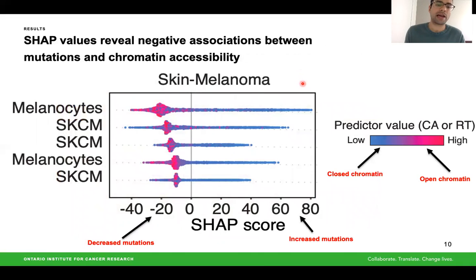What we can also look at is how these chromatin accessibility tracks are contributing to the model output, which is predicting the number of mutations within a window. And what we see here are violin plots or density plots of how these chromatin tracks are contributing to the SHAP score, which is the model output. And what we see here is that when melanocytes are in open chromatin, which is red, they contribute decreased mutations to the model. When they're in closed chromatin, which is blue, they're contributing increased mutations to the model. And this is consistent with our understanding that open chromatin regions tend to accumulate fewer mutations and closed chromatin regions tend to accumulate more mutations.